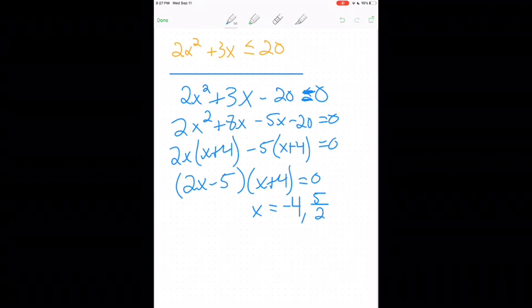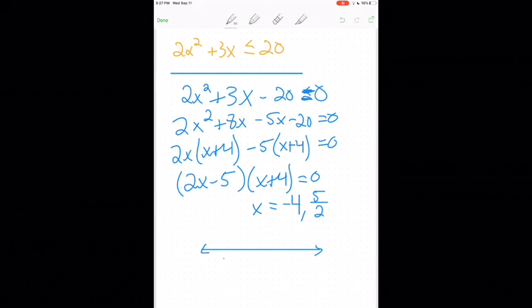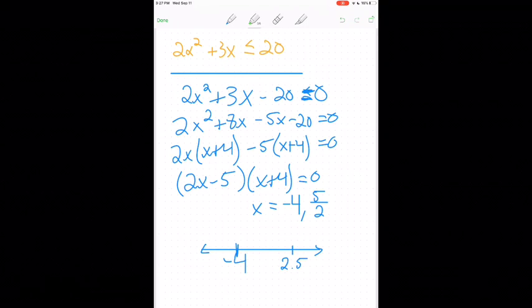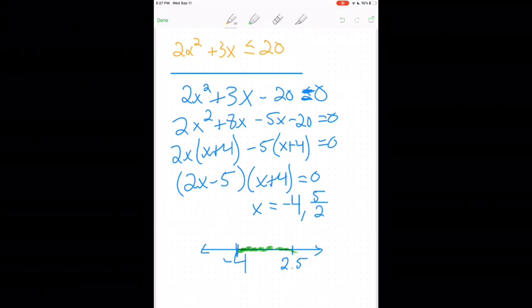All right, so let's do the same thing we did last time. Throw it on a number line. Negative 4 and 5 halves, or 2.5, either one. I'll put 2.5. Okay, and so it's a less than or equal to, so I'm going to guess that my interval falls in between. That's where my answer should be. Let's just double check, make sure that's true. So I'm going to check 0, I'll check 3, and I'll check negative 5.